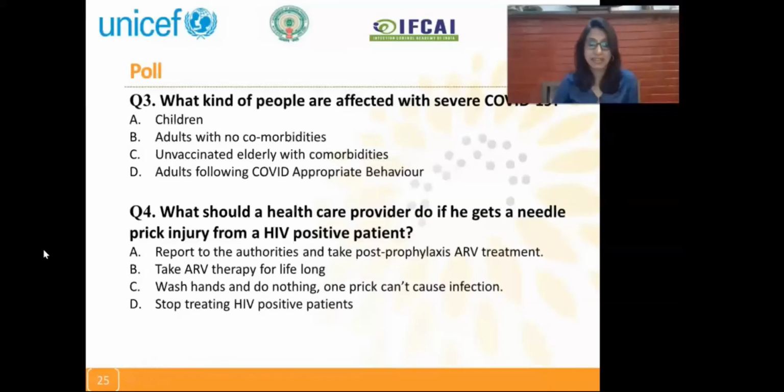Unvaccinated elderly with comorbidities are most susceptible to severe disease. And if you get a prick from an HIV positive patient, then you should report to the authorities and take appropriate post-exposure prophylaxis ARV treatment. Hope you all are aware of it.